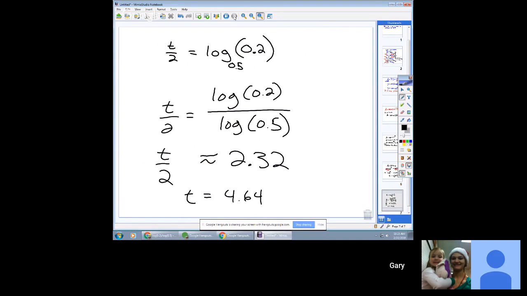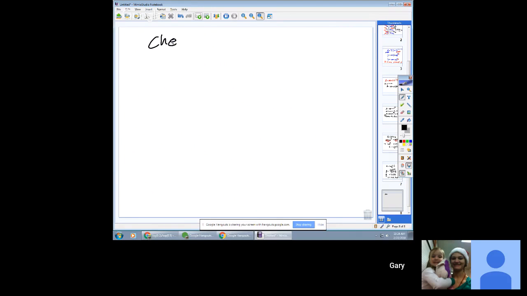Plug it back in. Yeah, plug it back into the original equation. I think that 4.64 hours later will take us to 20 milligrams. To check that, I just plug it back in. So let's do a quick check: 100 times 0.5 raised to the power 4.64 over 2. Ask your calculator what it thinks about that.